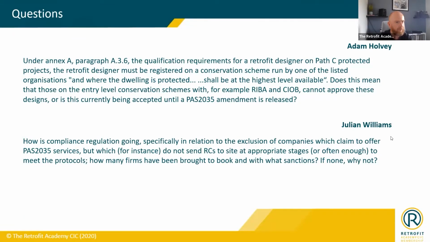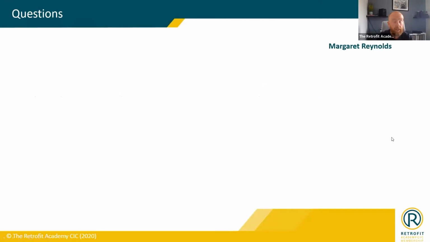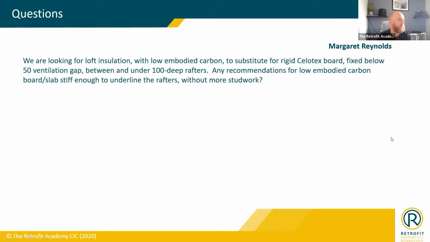Thank you for sending that one through for us. Next one, Margaret. Margaret said, we are looking for loft insulation with low embodied carbon to substitute for rigid Celotex board, fixed below 50 ventilation gap between and under 100 deep rafters. Any recommendations for low embodied carbon board or slab stiff enough to underline the rafters without more stud work?